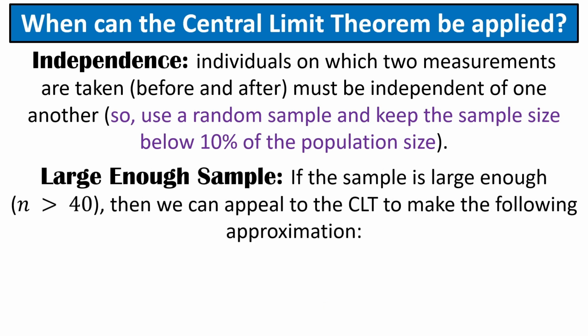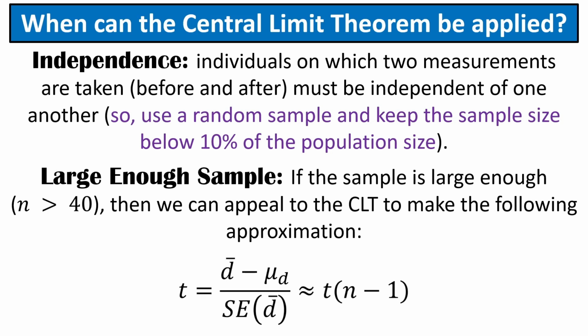And then there's a large enough sample. So if the sample is large enough, then we can appeal to the central limit theorem to make the following approximation. And that is that our test statistic, our t statistic, which in this case is just the observed mean difference minus a hypothesized value divided by the standard error of d bar. The central limit theorem tells us that if the sample size is large enough, this test statistic will be approximately t in distribution, t with n minus 1 degrees of freedom. So in this case, I chose a sample size of 50, so clearly that sample size is big enough.